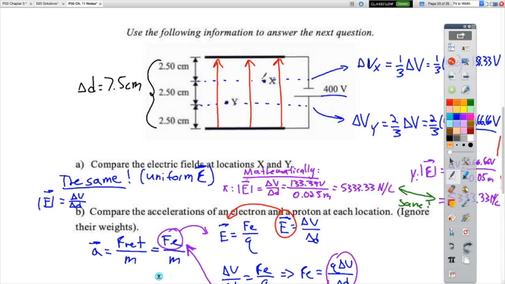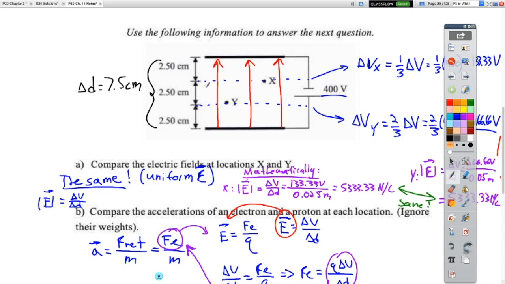What causes an acceleration? A force, right? How is the force changing between x and y? Well, I'm going to take it a step further. In an electric field, what causes the force? I kind of gave it away there. The electric field causes the force, right?